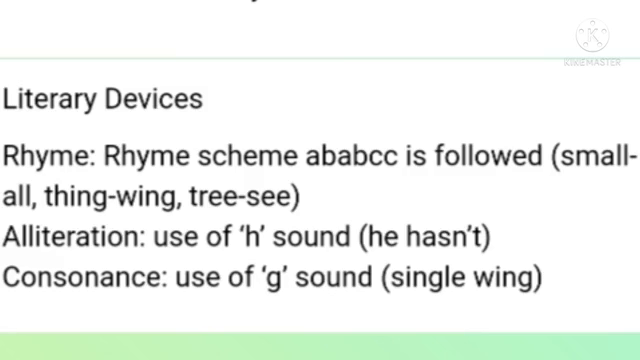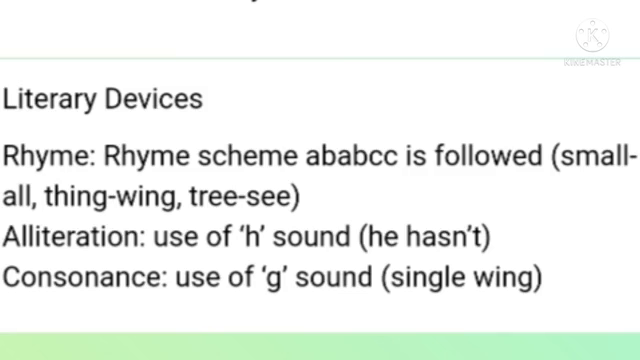The literary devices used in this stanza are almost the same as in other stanzas. The first thing, we have the rhyme scheme or the rhyme pattern, and it is the same: A, B, C, C. Small, all, thing, wing, tree, C. Then we have alliteration. Alliteration is the repetition of the consonant sound at the beginning of words. And here we can see "he hasn't", so the H sound is repeated.